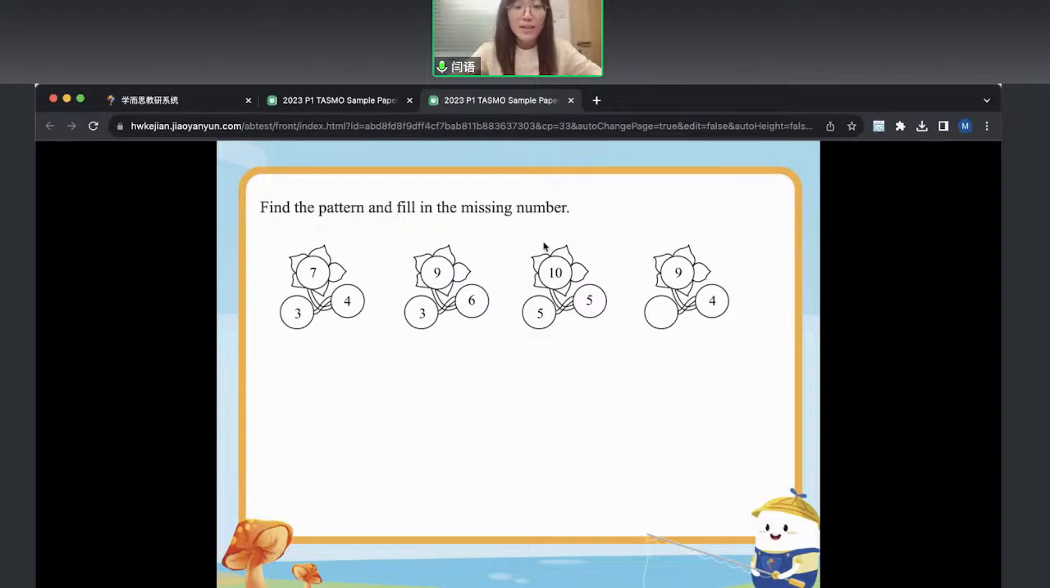Now let's move on to the second question. Find the pattern and fill in the missing number. Okay, so kids, what is your answer? What is the answer? What is the missing digit here? This is it. Let me check. How many of you can answer it correctly?